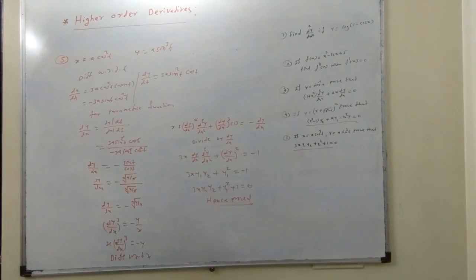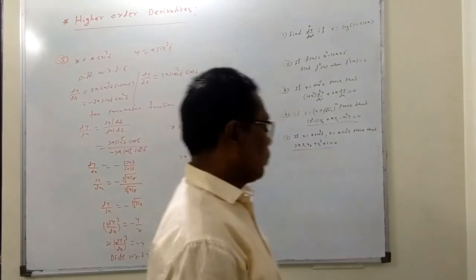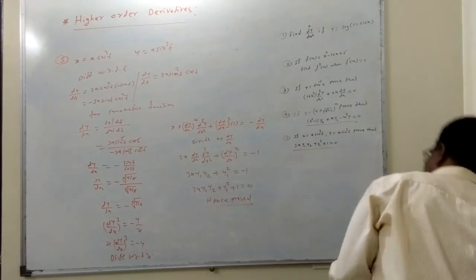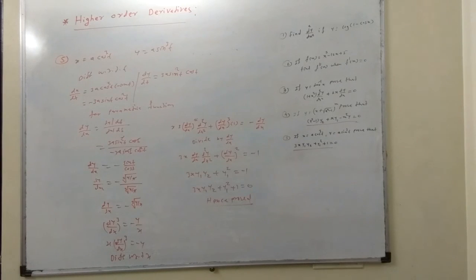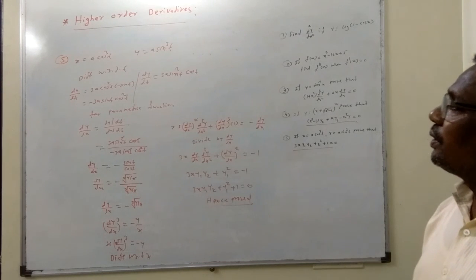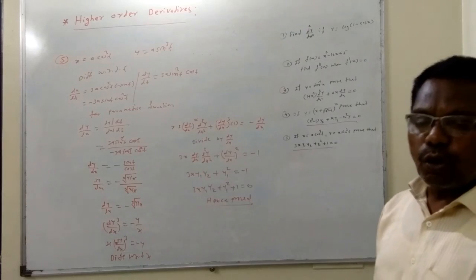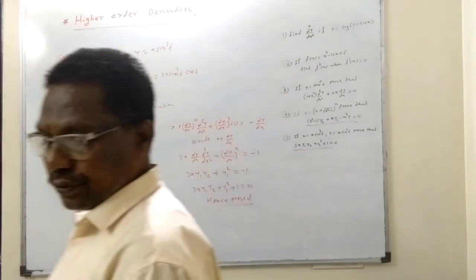So in this way we can find second order derivatives for proving such examples for the parametric functions. So this is about the second order derivatives. Now next period we will see how we will find nth order derivatives. Okay, thank you.